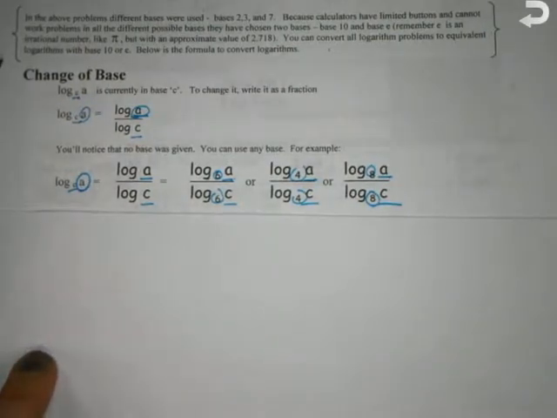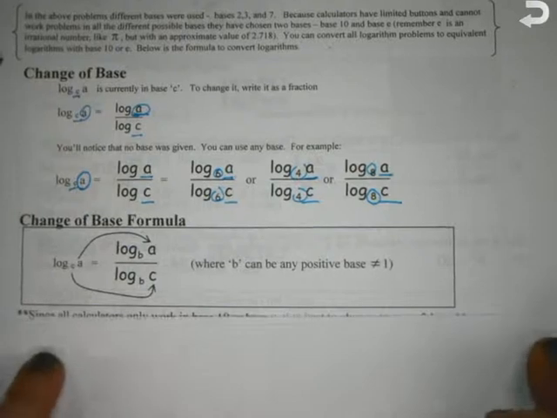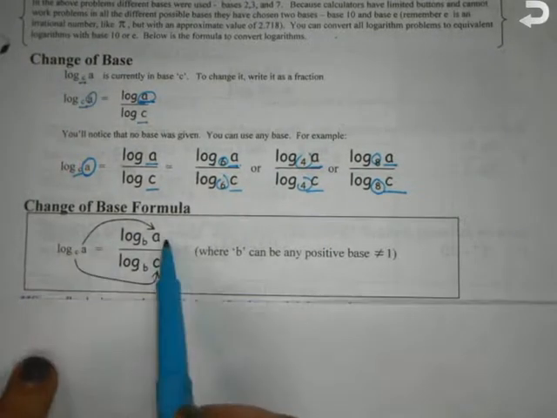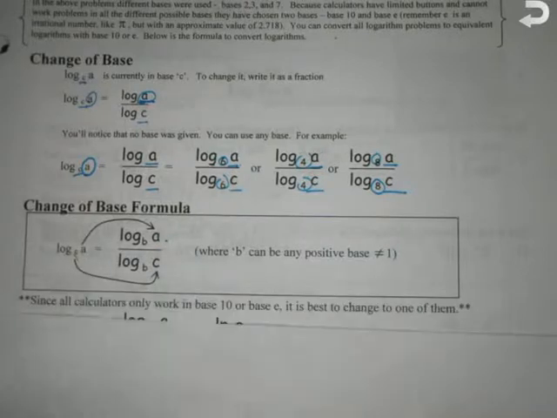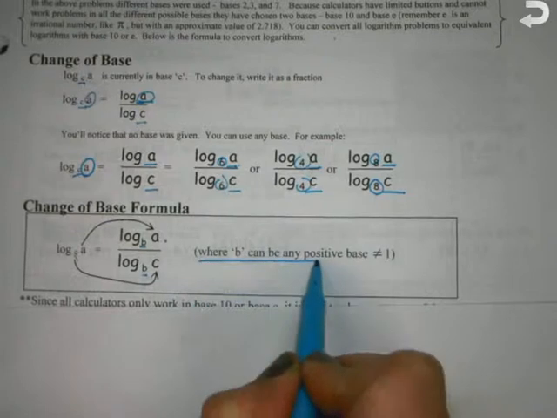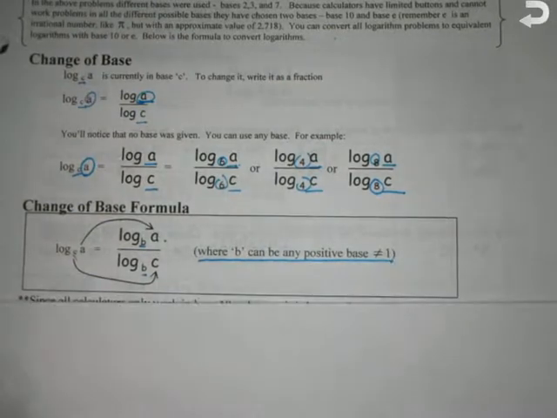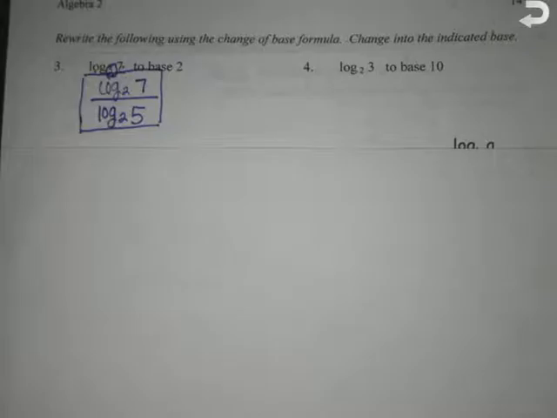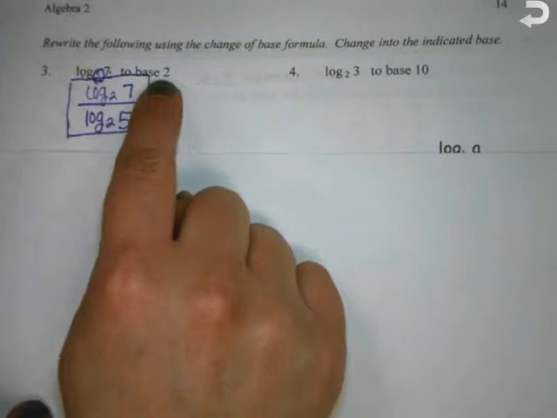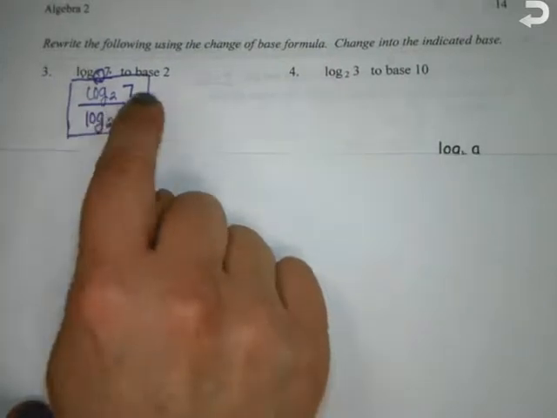Okay, so that's in here right now. I put it in a big box for you and made it bold. So the A always goes on top, C always goes on bottom. We can pick any base we want to, but we have to remember that B has to be positive and not equal to 1. So as long as our base is not 1 and is not negative, we're good to go. And this will work every single time. Okay? So we just rewrote log base 5 of 7 and changed it to base 2. So that's log base 2 of 7 over log base 2 of 5. And your original base always goes on bottom.